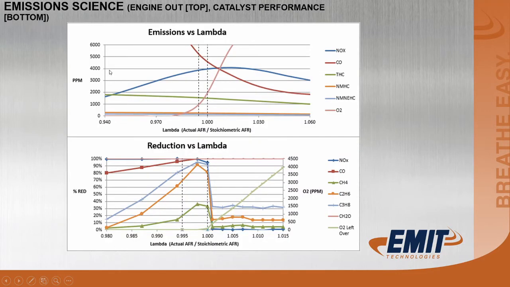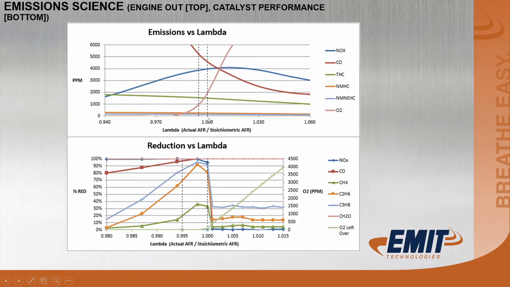This is a chart showing what reaction takes place using a catalytic converter and an air-fuel ratio controller. The top graph is strictly what's going on with an engine without a catalytic converter in it. Earlier we spoke of lambda. Here's a lambda of 1, the perfect burn.